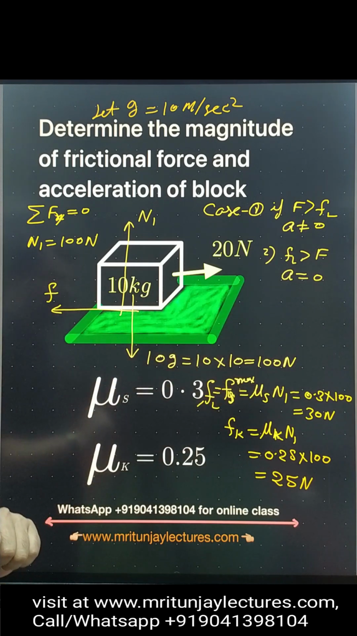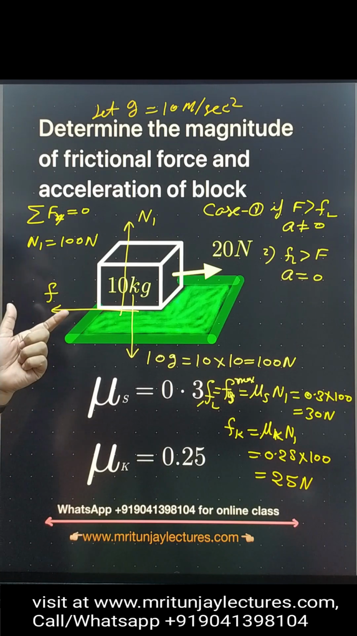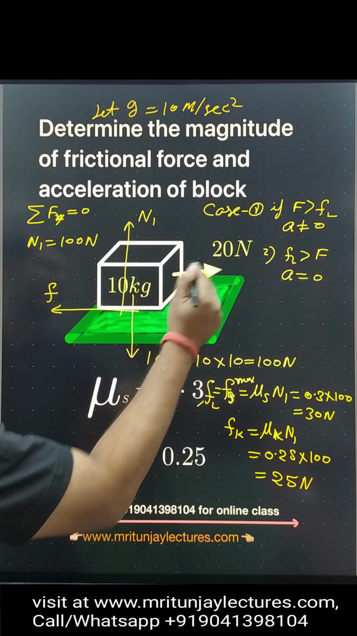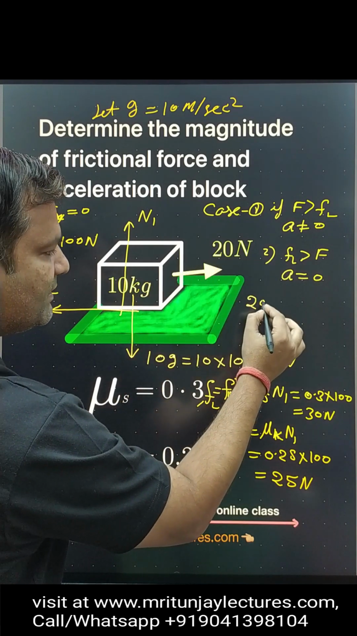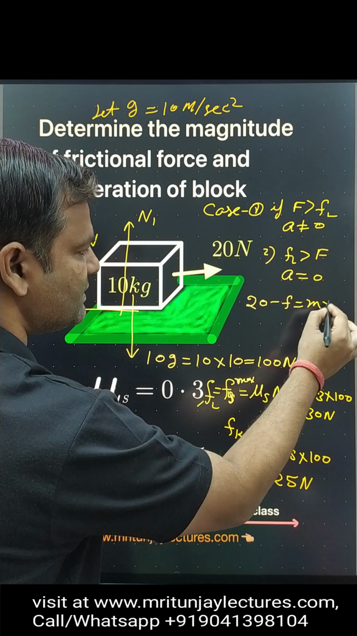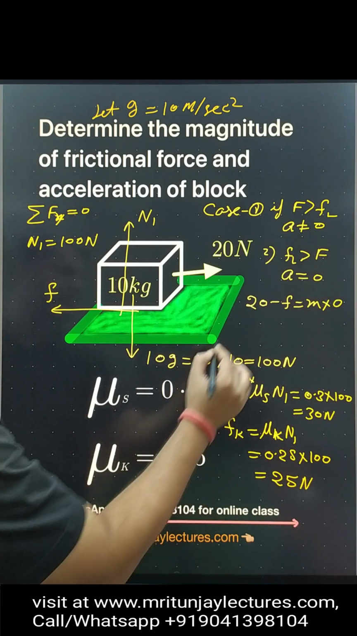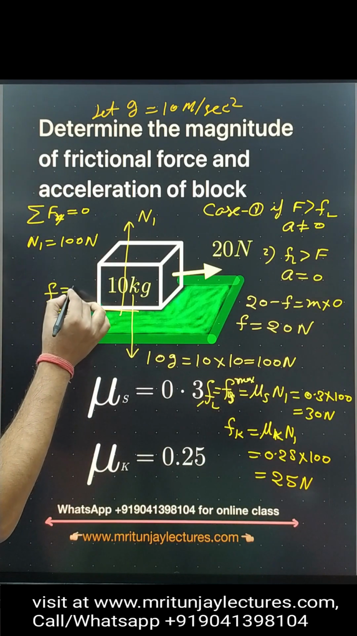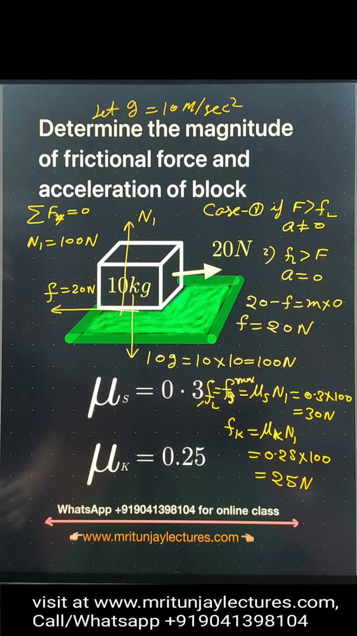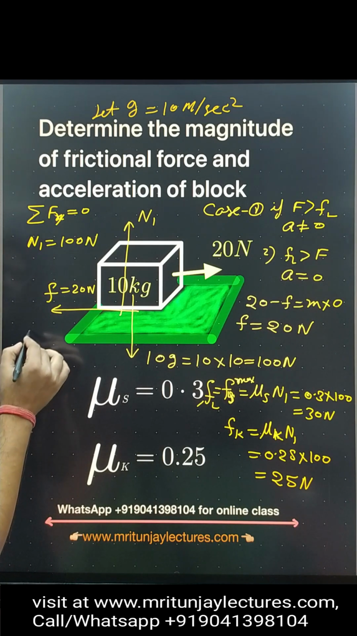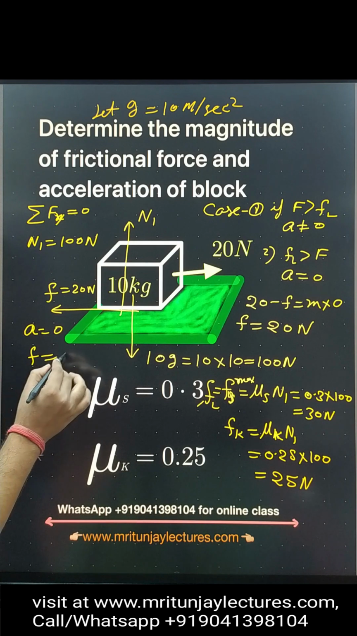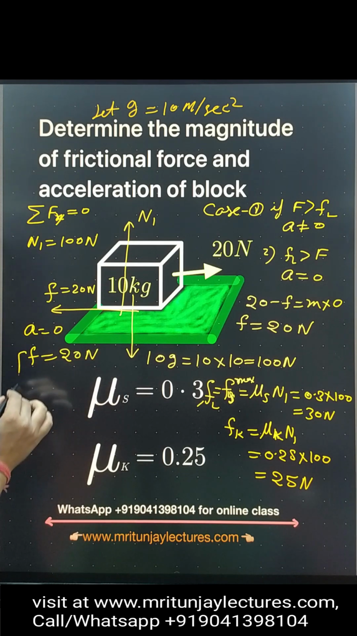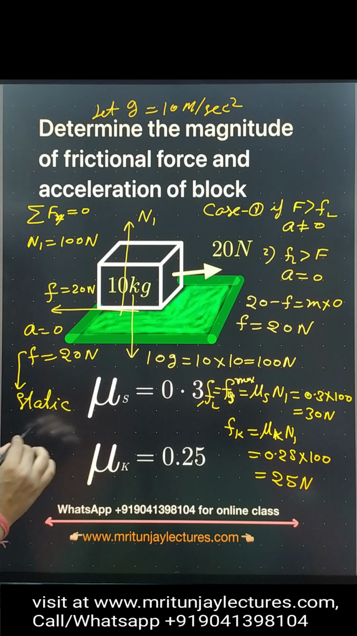If the block is not moving, so what about small f? I know that according to Newton's second law, the net force on this block is 20 minus small f, equal to mass into acceleration. Acceleration is 0. So f is how much? 20 Newton. And what about acceleration of the block? It is 0. Frictional force is how much? 20 Newton, and that frictional force is called static frictional force.